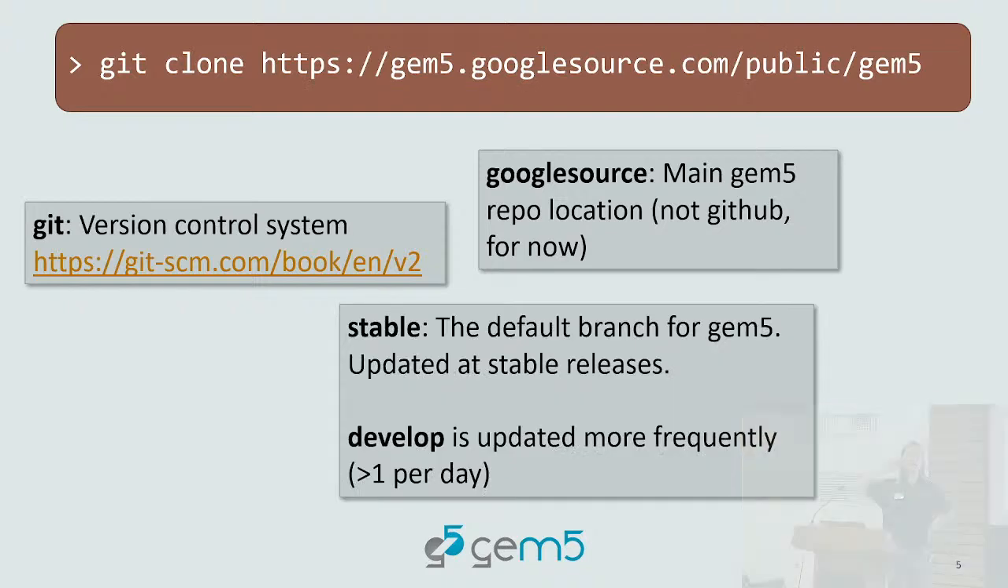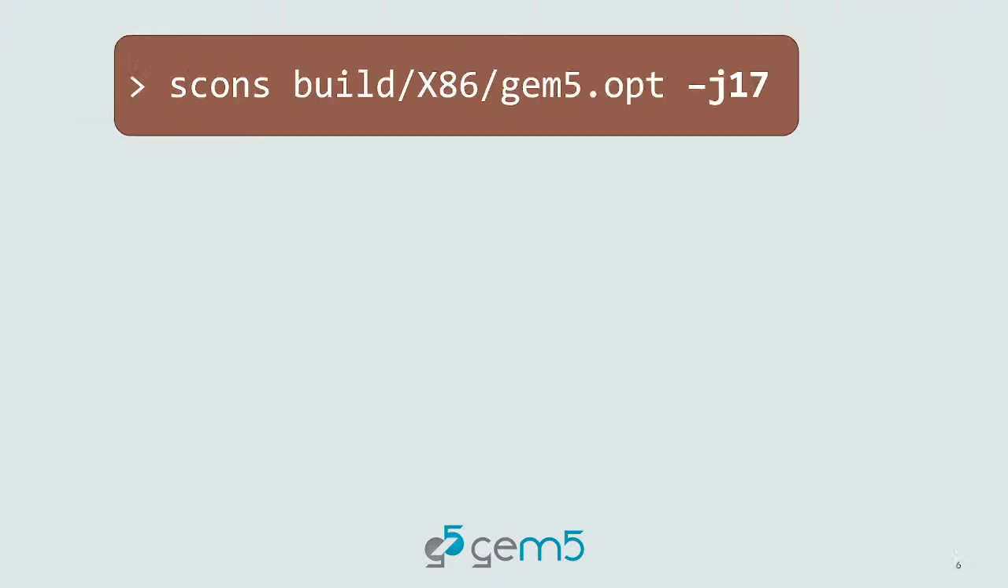We have 2 branches in gem5, stable, which is the default branch. This is updated really once every few months, although for bug fixes or minor releases, it'll be updated. And then we also have develop. Develop is updated quite frequently, often multiple times a day. So if you're using gem5 for research, I would encourage you to start with stable and use develop only if there's something on develop that you know you need for your research. Okay, so back to the gem5.